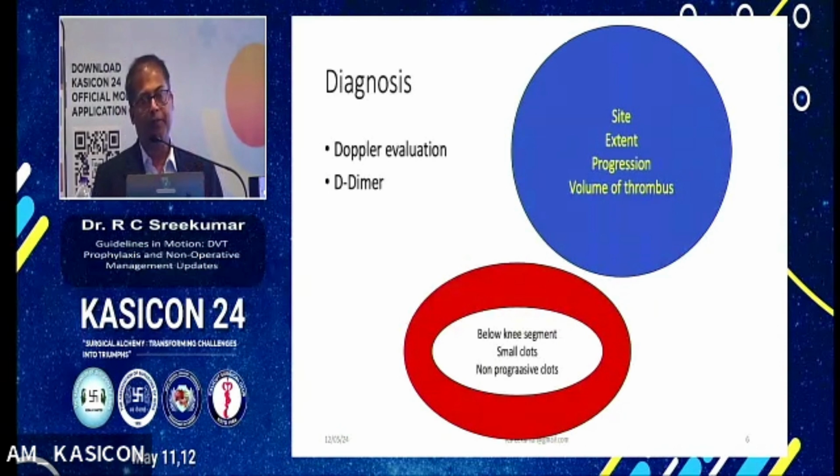By Doppler, we should see the exact site. Now the recent consensus says if it is below knee, a short segment, non-progressive, even no treatment is required. Particularly superficial thrombophlebitis, if it's a below knee, short segment, again, we can manage conservatively without starting medicines. All these patients need to be reassessed at time intervals to see whether there's any progress of disease or the volume of thrombus is increasing or not. So the conservative line can be followed for below knee segments, small clots, and non-progressive clots.